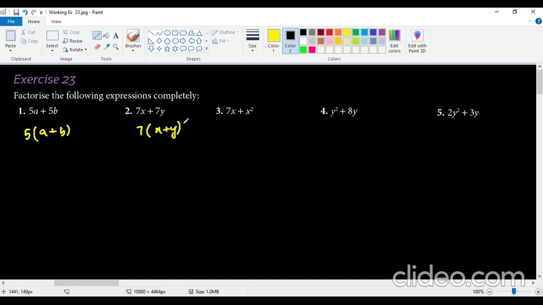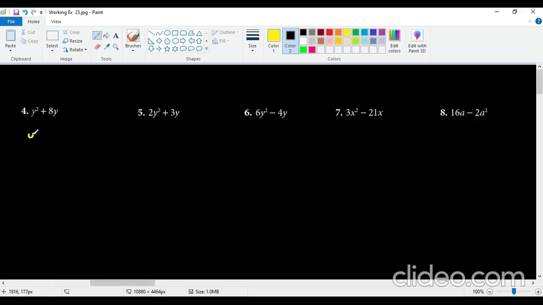In question number 3, as I can see, x is common in both of them, so 7 and x will be in the bracket. Moving on to question number 4, I can see y is common. So I will keep y outside, and y plus 8 is going to be the other factor. Since we are factorizing, we'll be finding the factors that can multiply together to give you the given expression. So in here, I can see y is common in both of them.